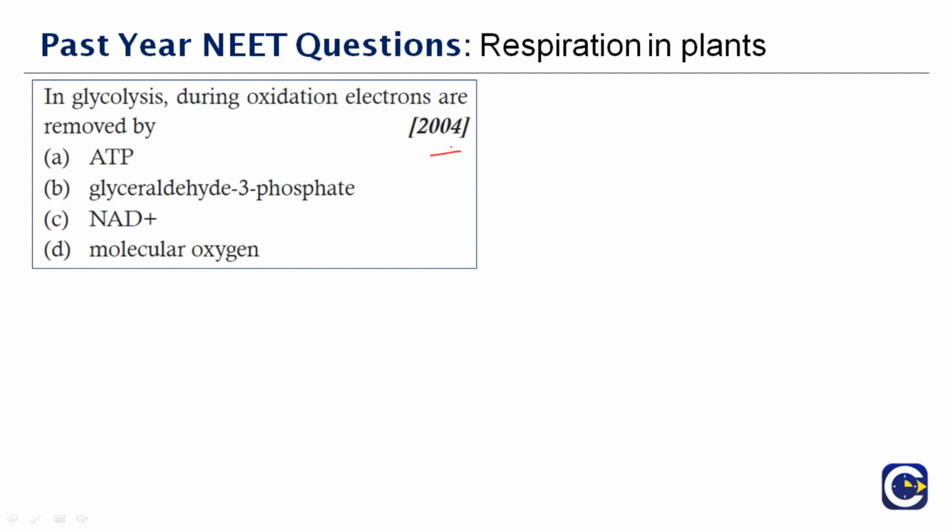In glycolysis during oxidation, electrons are removed by dash. So which one will remove the electrons during oxidation? Now what do you mean by oxidation? How can you describe oxidation? We already know we have reactions like reduction and oxidation. We even have a combination, the redox reaction. Now, what happens in oxidation?